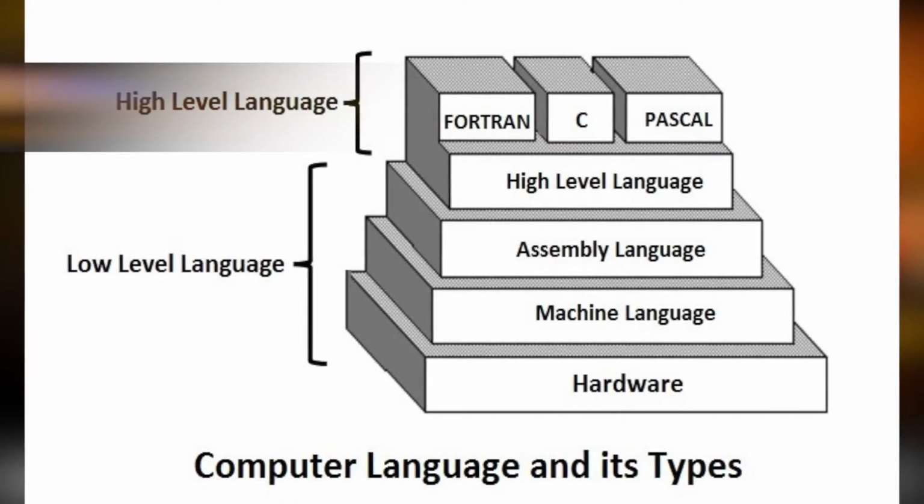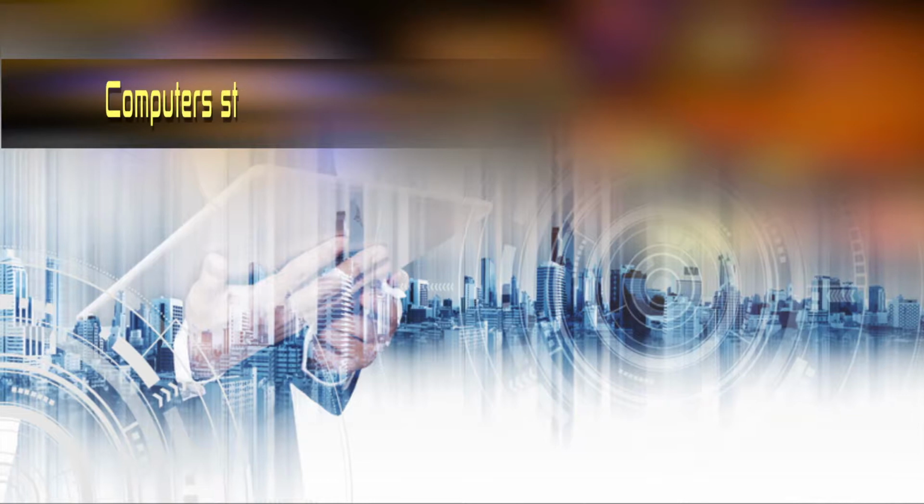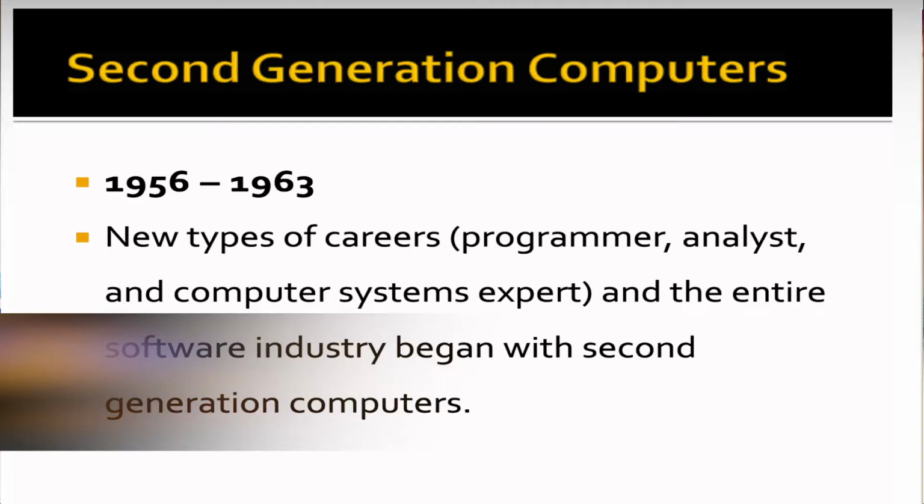The stored program concept implied that the instructions to run a computer for a specific task were held inside the computer's memory and could quickly be modified or replaced by a different set of instructions for a different function. High level languages like COBOL, Fortran, ALGOL were developed. Computers started finding vast and varied applications. The emergence of the software industry began with the second generation computers.